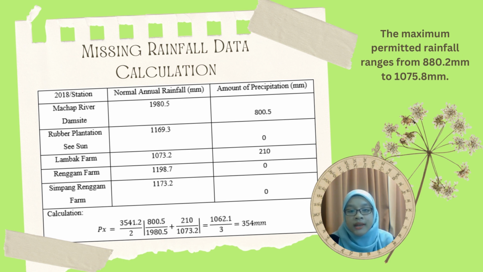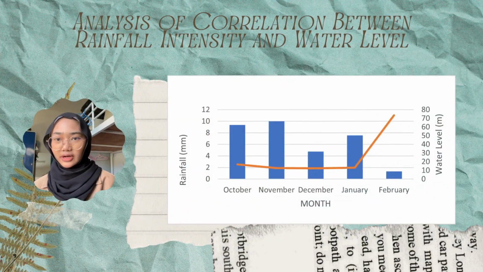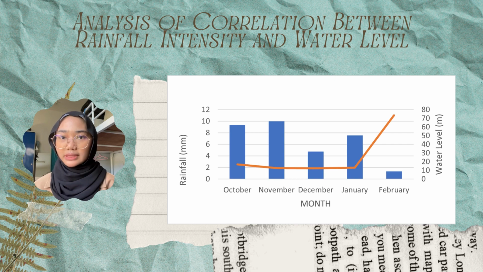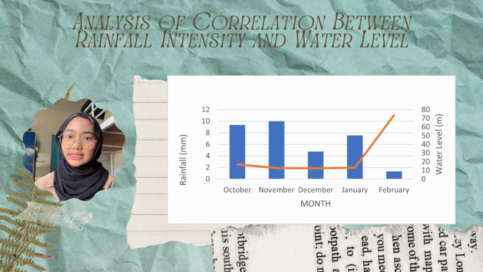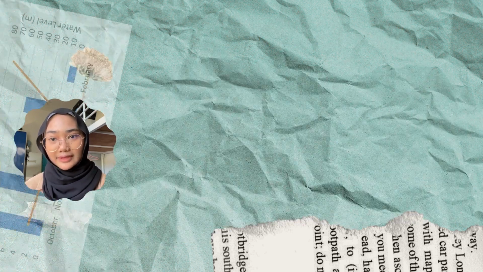This table shows an example of calculation using the normal ratio method to find the missing data. For the analysis of correlation between rainfall intensity and water level, we use Microsoft Excel to generate graphs using the multiple regression method. From the graph of Machap River dam site as an example, based on the R square value which is 0.67, we can see that the rainfall intensity is correlated with water level.